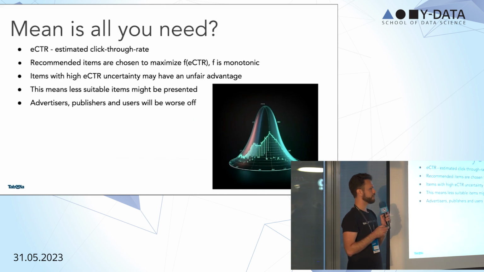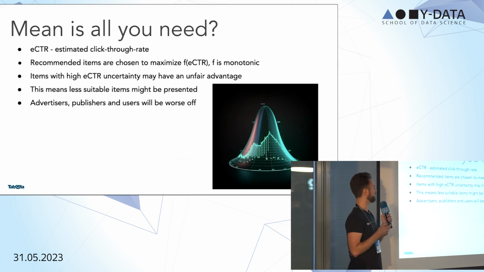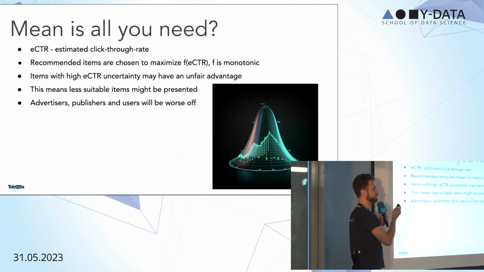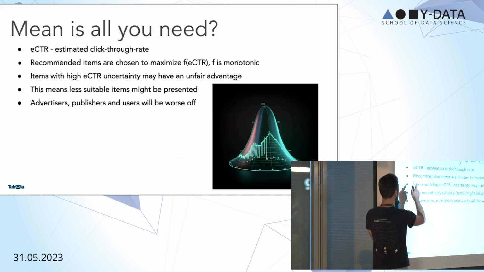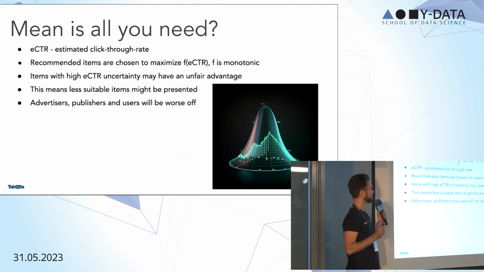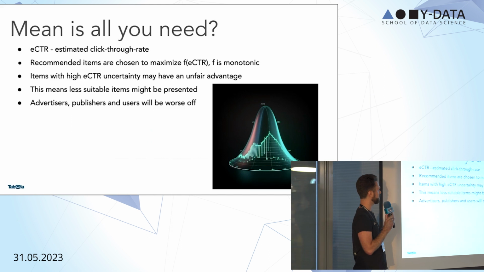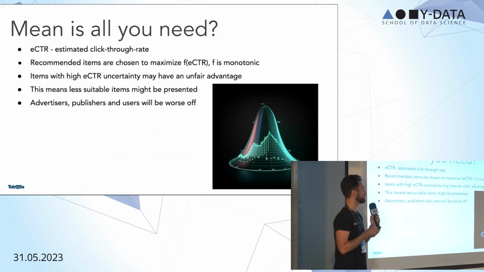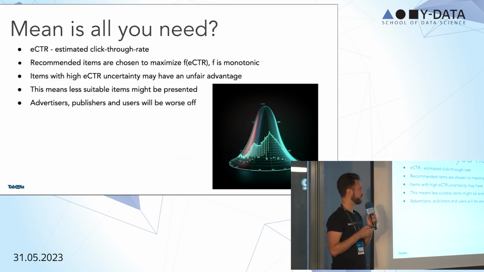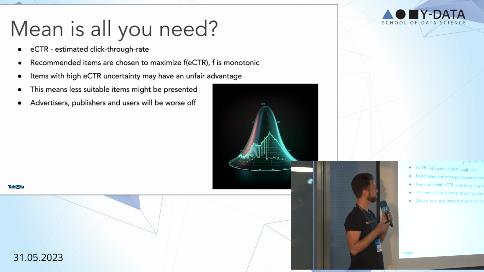So the question is, is the score enough? Is our probability estimation enough? What we estimate is the click-through rate, abbreviated as CTR, and our model outputs ECTR, estimated click-through rate. And we recommend items by this ECTR. We put it through some kind of monotonic function f, and we rank, like Uri said, the items, and we choose the top ranking items for our recommendation.